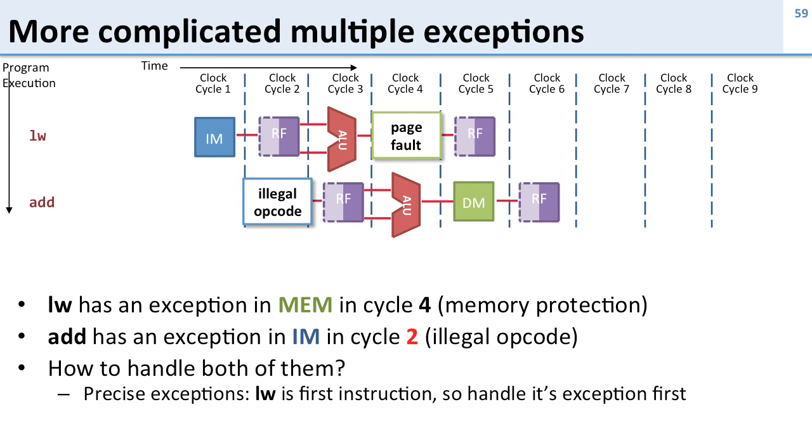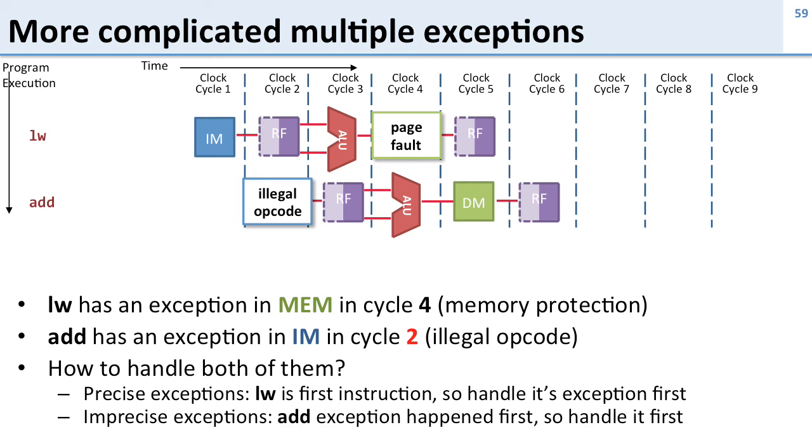If we have precise exceptions, we're going to have to realize that the load word instruction ran first, so we'll have to handle its exception first. If we have imprecise exceptions, then we're going to handle whichever one comes first in time. So then we do the add instruction first since its exception happens in cycle 2. Remember, this is another one of these cases where the promises the ISA makes about being sequential and atomic get broken because what we're doing in the pipeline is neither sequential nor atomic.